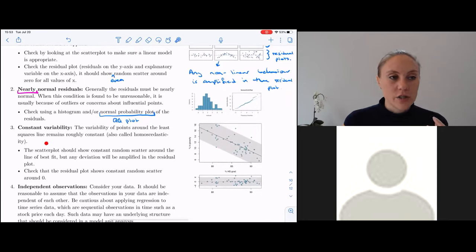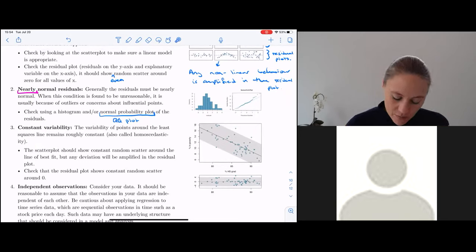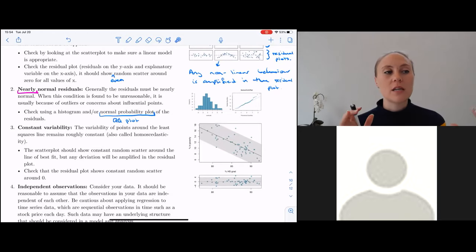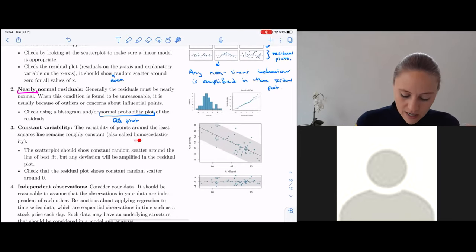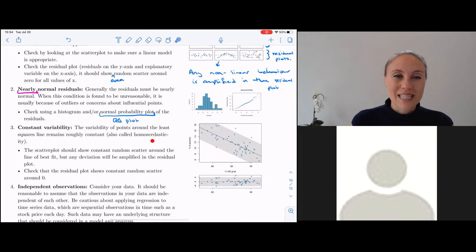The third condition that you're checking, and there are four conditions that we're going to check, is constant variability. What this condition says is that the variability, the spread of the points around the line, has to be roughly equal or constant around the line. Okay, so if they're roughly equal, then it's called homoscedasticity. Don't make me say it again. It's really hard. Almost here, I'm going to do it. Homoscedasticity.